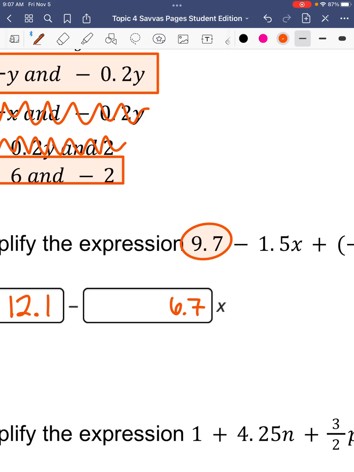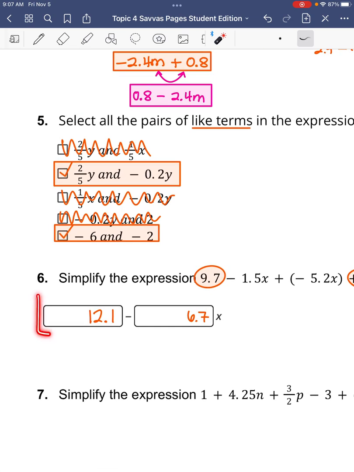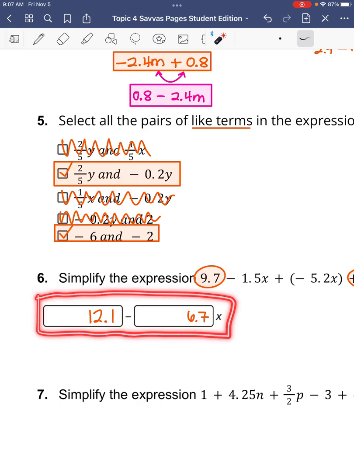Now, keep in mind that they already gave us a subtraction sign here. So what would happen if I put a negative sign? Well, remember when you subtract a negative number, didn't we talk about that turning to addition? So I don't want to write another negative sign right there. I'm going to leave it exactly like this right here. Remember, the negative sign is already taken care of. Do not write a negative 6.7. Answer exactly like I have done here.